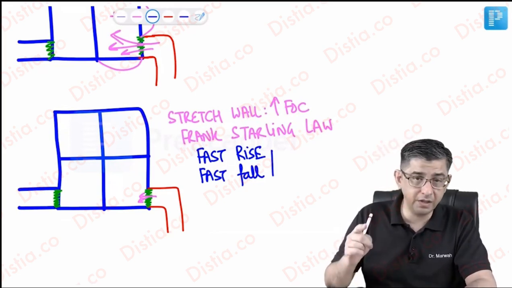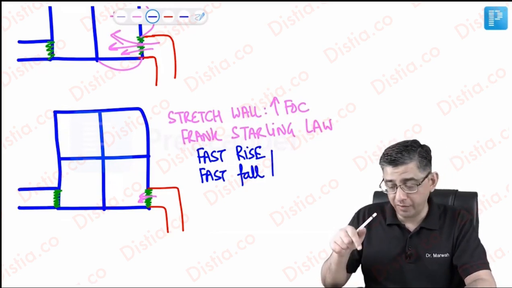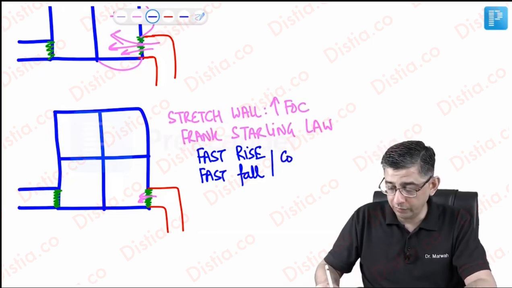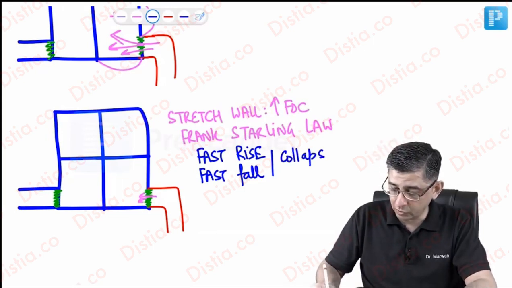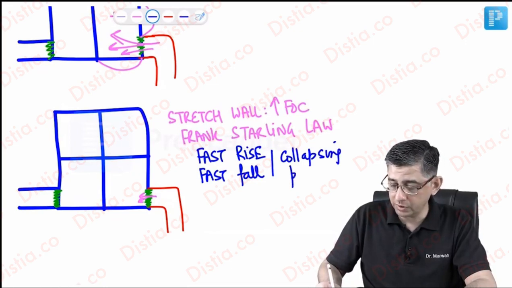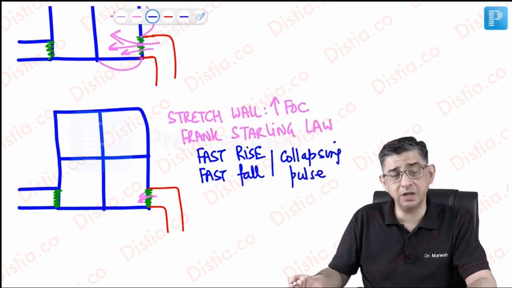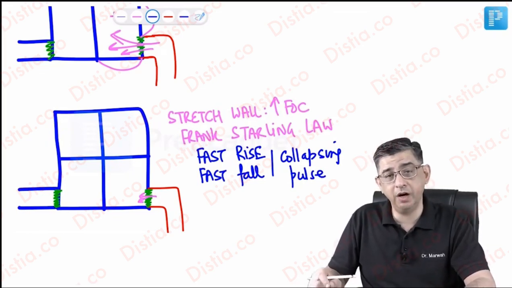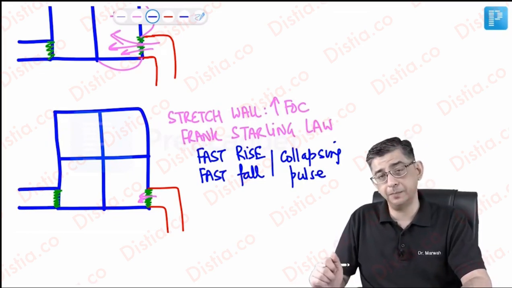I repeat again, fast rise due to Frank-Starling law, fast fall because of the incompetence of the valve, and therefore you always get this characteristic feature that is Corrigan's pulse, also called water hammer pulse, or also called a collapsing pulse. This is a feature that you encounter in the chronic form of aortic regurgitation.